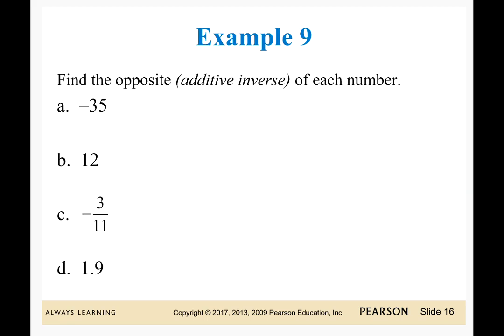Okay, so they're just going to ask you some very simple questions, these are not meant to be difficult. So when you get to these, don't panic. They are supposed to be this easy. What is the opposite of negative 35? The opposite of a negative is positive, so positive 35. What is the opposite of positive 12? Negative 12. What is the opposite of negative 3/11? Positive 3/11. What is the opposite of positive 1.9? Negative 1.9. Yes, they are supposed to be that simple when you get to this. So when you get to these, don't panic. It's supposed to be easy.